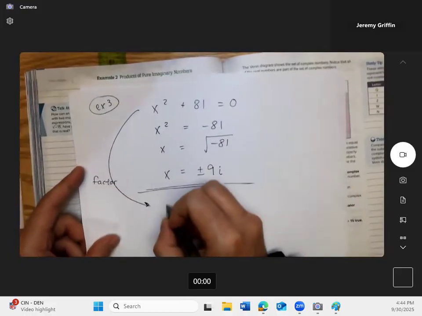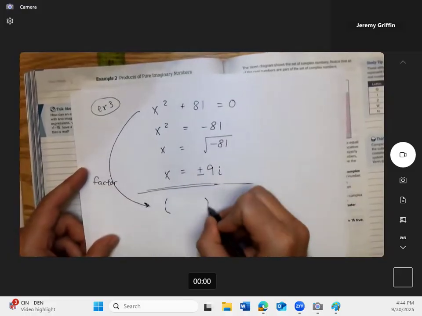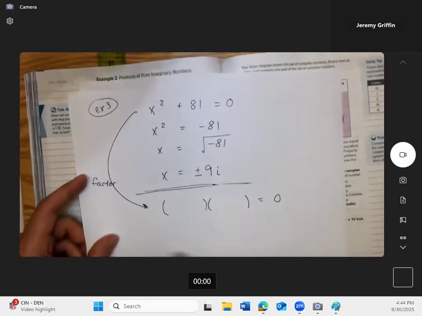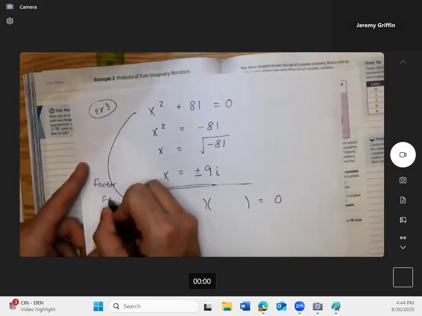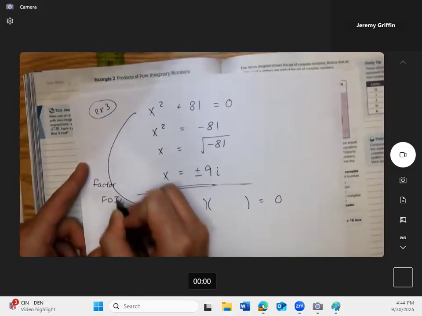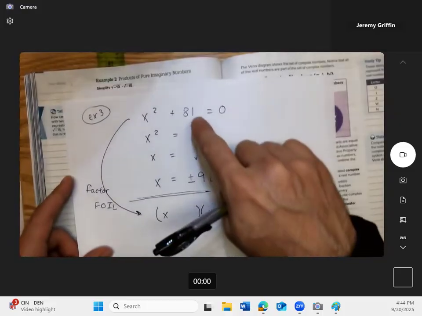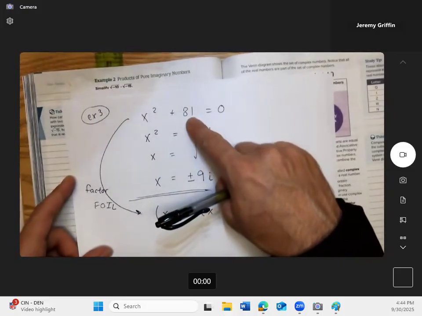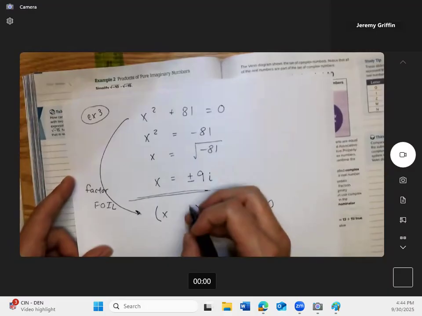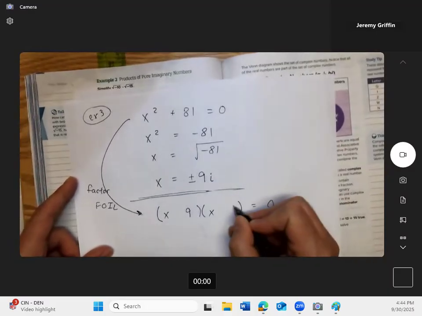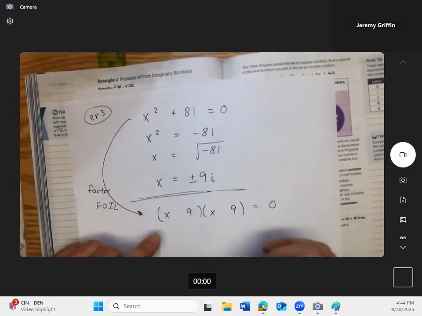Now, this factor is a little bit funny though, because something like this is equal to 0. It's kind of like reverse FOIL. I'll write the term FOIL, although FOIL is going backwards. There'd be an X and an X, and then two numbers that multiply to 81. So you might think, couldn't that be 9 and 9? Let's say you started with that, plus 9 and plus 9.